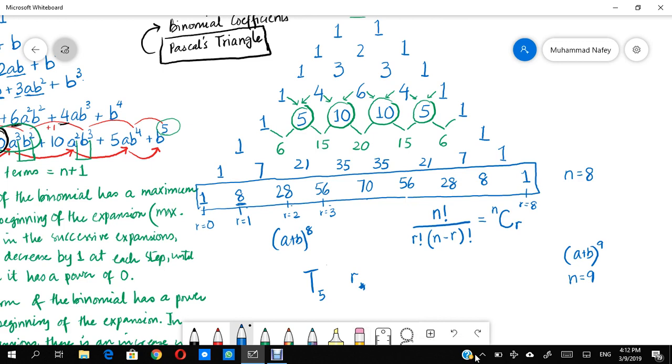As a result of this, the term number, alright, I'll come to that when I discuss the general term formula. So n is the power and r is the required term number take away 1. So if I need the fifth term, r would be 4. For a particular expansion, let's say (a + b) to the power of 24, if I want the 16th term, then r would be 15, and so on.